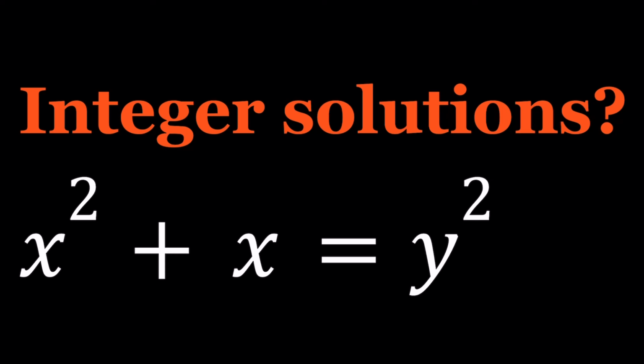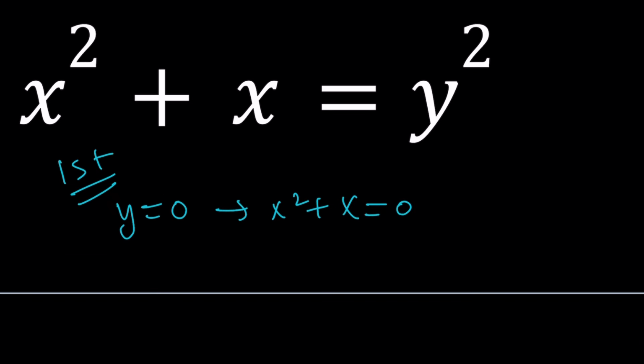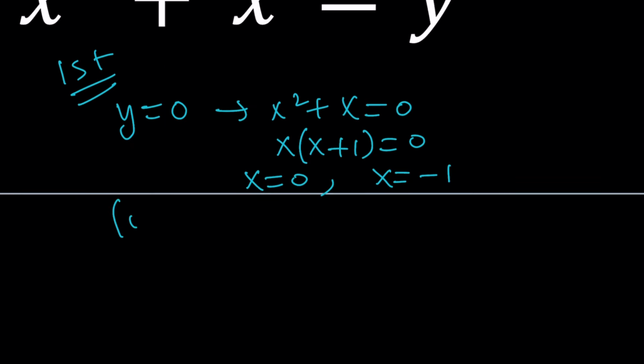I'll be presenting three different approaches, and let's start with the first one. Before we start talking about the first method, I want you to notice something. If you set y equal to 0, then you basically get x squared plus x equals 0. This is just a particular solution. From here we get x times x plus 1 equals 0, and this gives us x equals 0 or x equals negative 1. This means that there are two x values for a single y value, and this gives us two ordered pairs as solutions: 0, 0 and negative 1, 0.